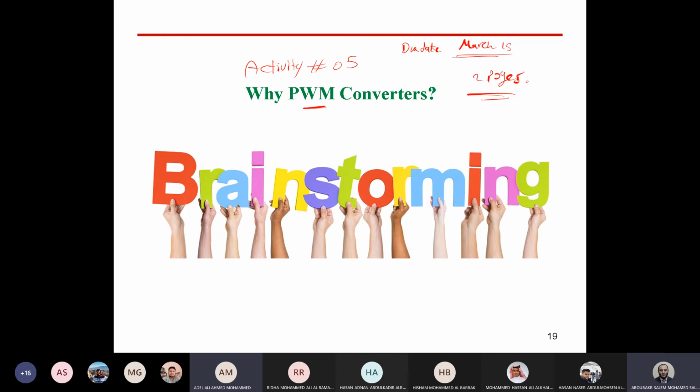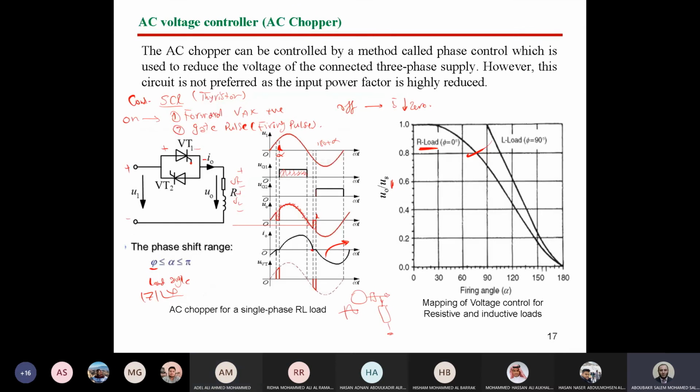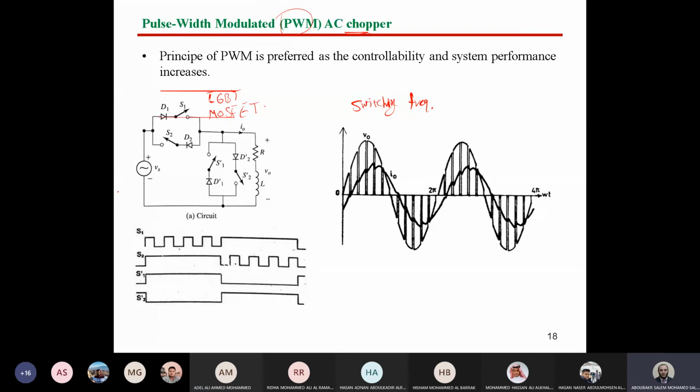Doctor, what do we call the method you mentioned in the last slide? PWM, pulse width modulation. But I mean the circuit here. It's called a PWM AC chopper. This is the name of the circuit, and the previous one is called an AC chopper. It's based on thyristors. This is for single phase. For 3 phase, you will have the other 2 branches identical.